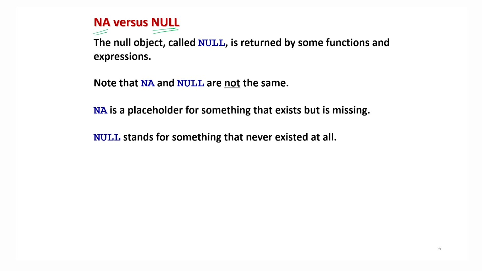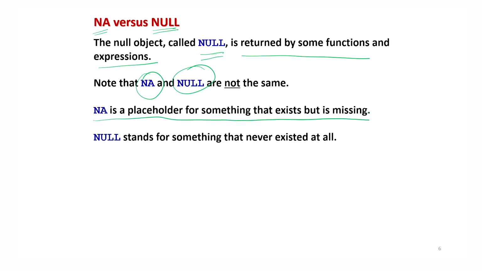Actually, this outcome NULL is returned by some functions and expressions when you execute them. But NA and NULL are not the same. NA is a placeholder for something that exists but is missing, whereas NULL stands for something that does not exist, that never existed at all.